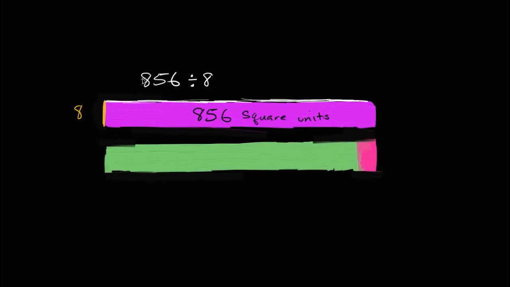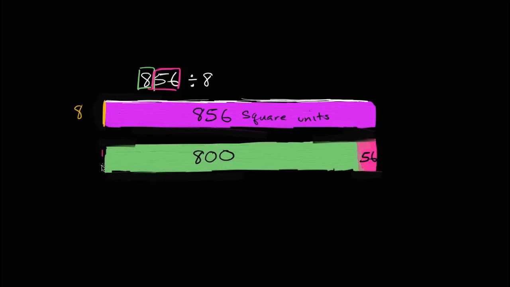Well, you could break it up into 8 hundreds, 5 tens, and 6 ones, but you might notice, well, 5 tens, it's not so easy to divide that by 8. But we can divide 56 by 8. We know that 8 times 7 is 56. So what you could do is you could break this rectangle of 856 square units up into 800 square units, and then another 56 square units. So once again, we broke it up into 800, and then 56 ones. Same area, I just broke it up.